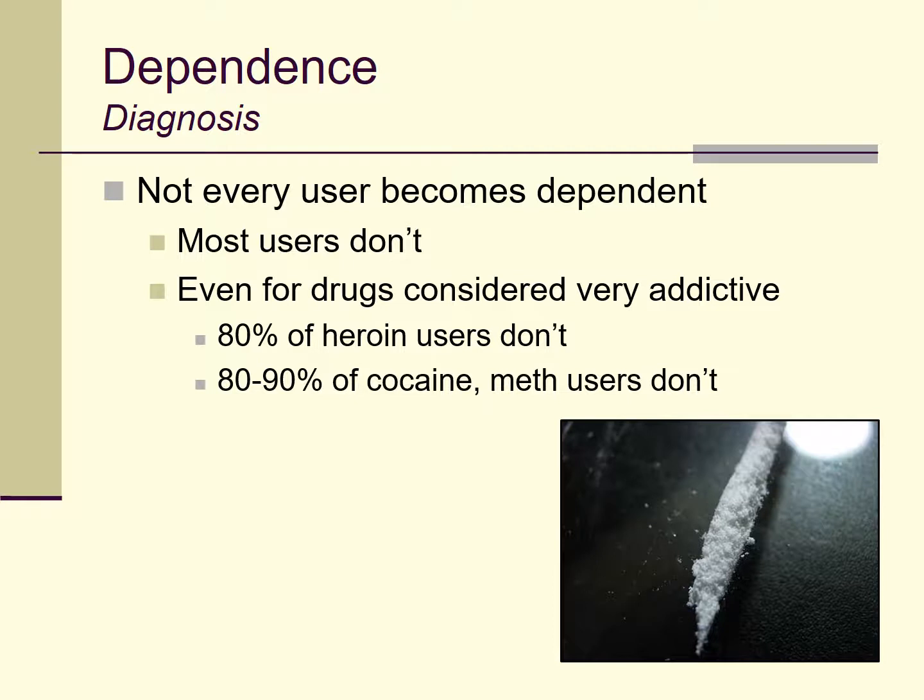I'll link to some references on this, but as a quick summary, only about 1 in 5 people who use heroin become addicted to the drug. That is to say, become dependent on the drug. And only about 1 in 10 people who use cocaine or methamphetamine will become addicted to those drugs, even though those three drugs, heroin, cocaine, and meth, are generally considered very addictive. And they are very addictive. Nonetheless, only a minority of users actually end up becoming dependent.